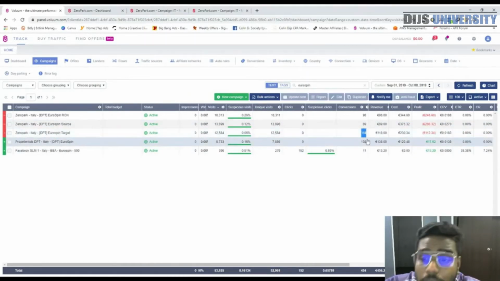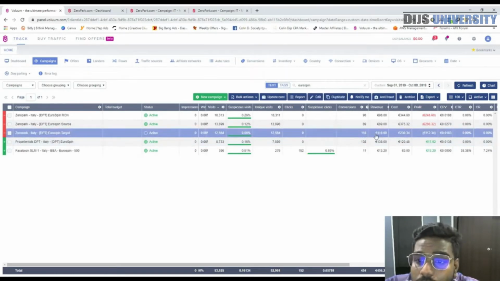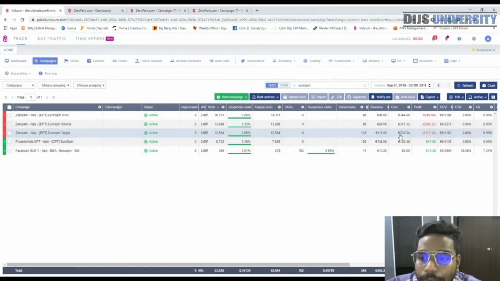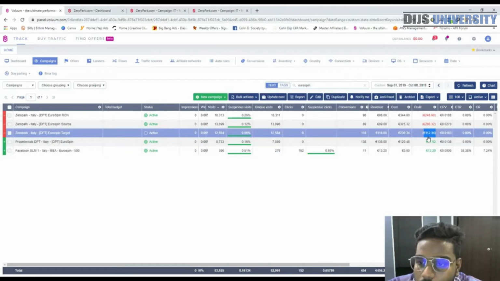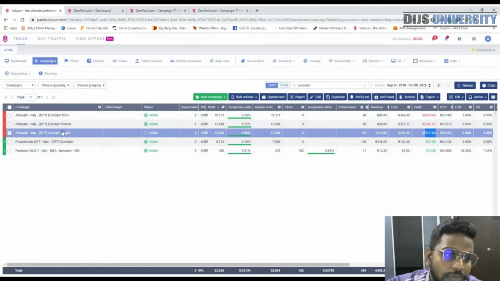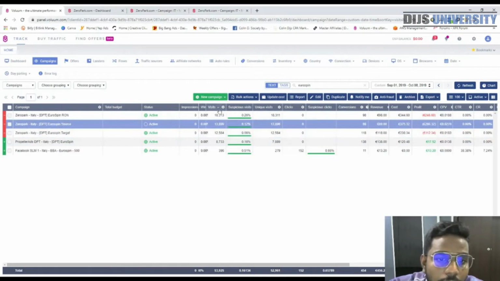We had 118 conversions, not bad, so we made a revenue of 118 euros. But we spent around 230.34 euros, which means we lost around 112.34 euros.